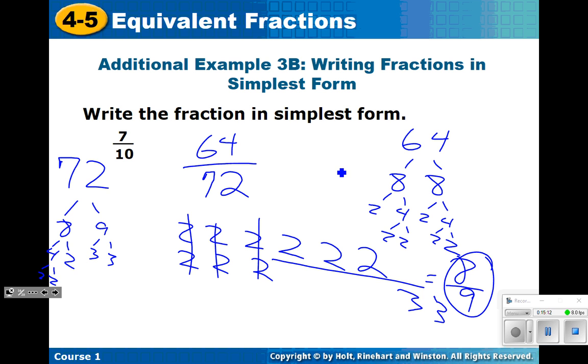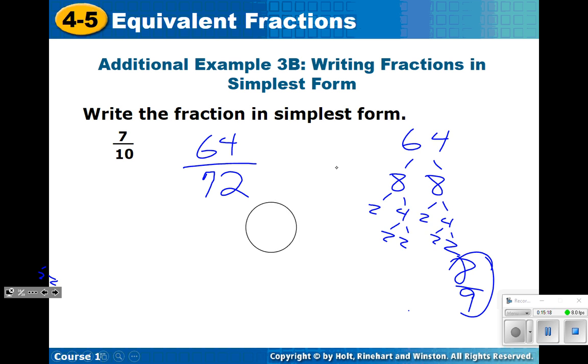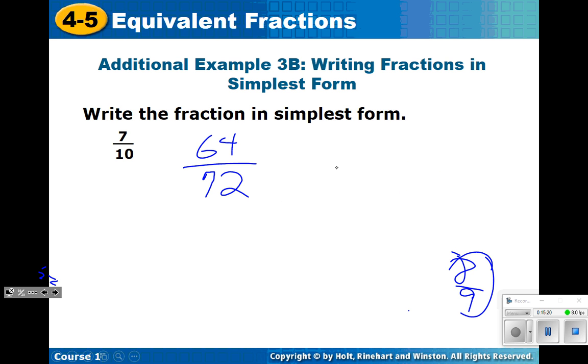Do it the old way? It'd just be 8 over 9. We'll just do it. That's fine.